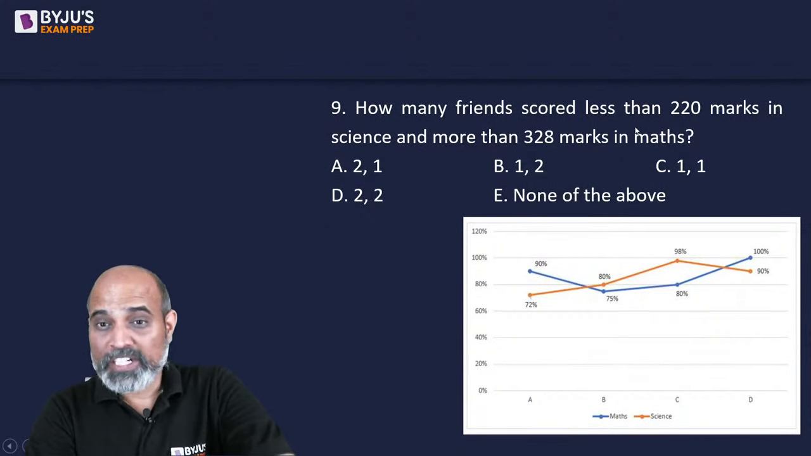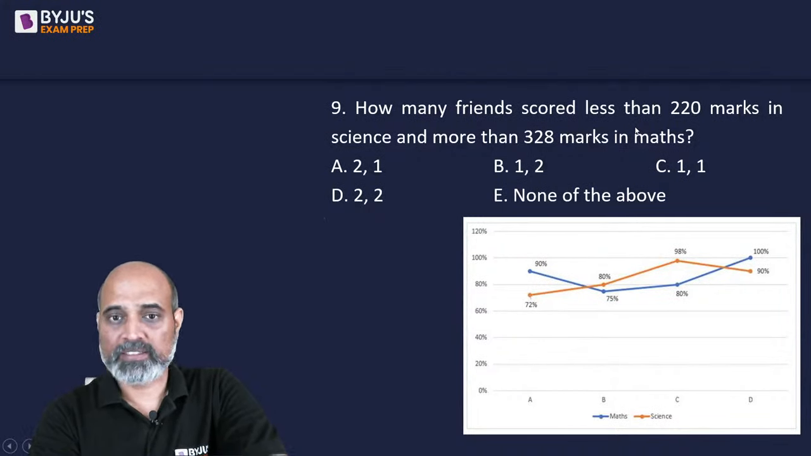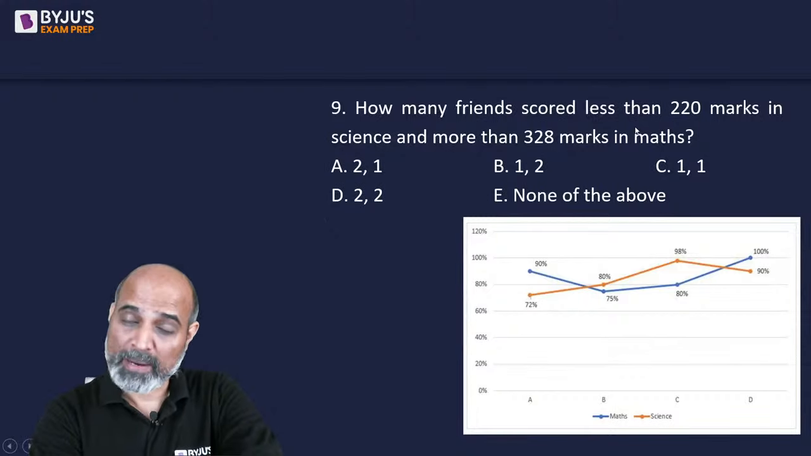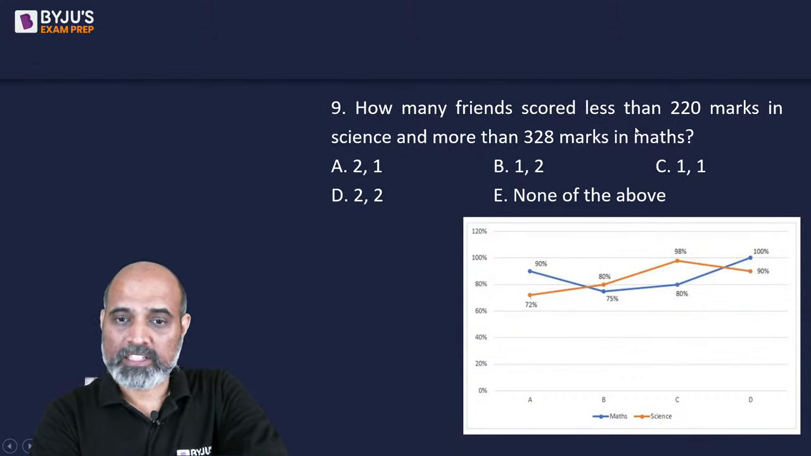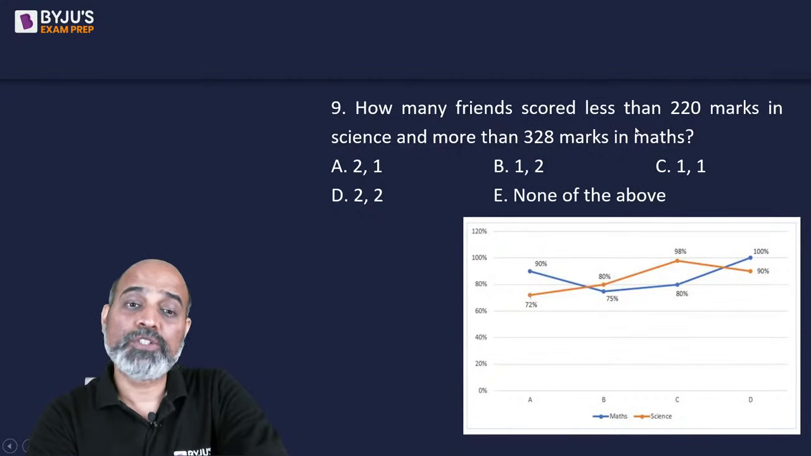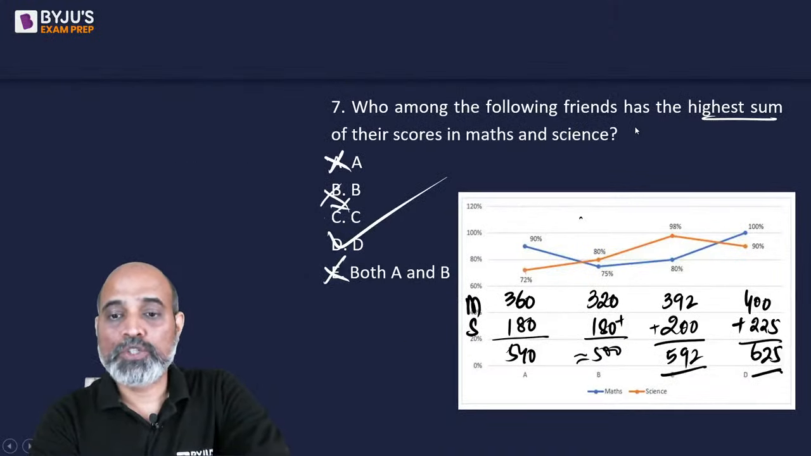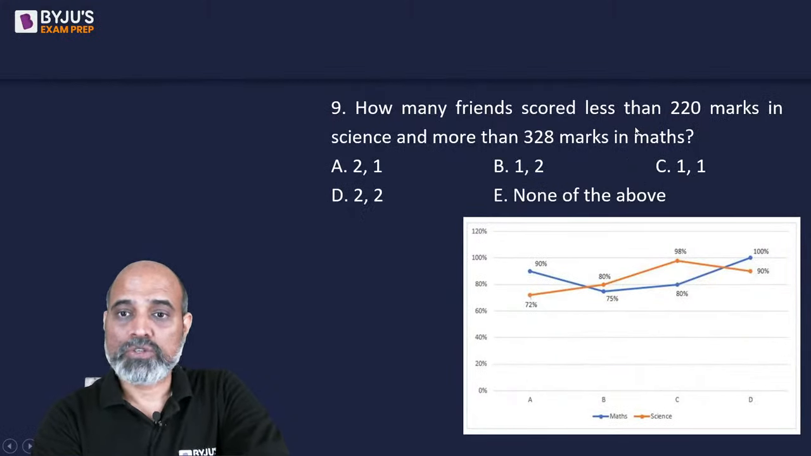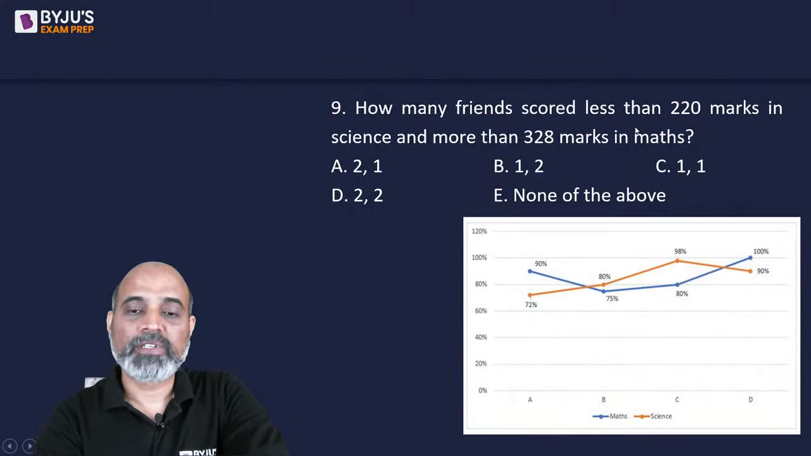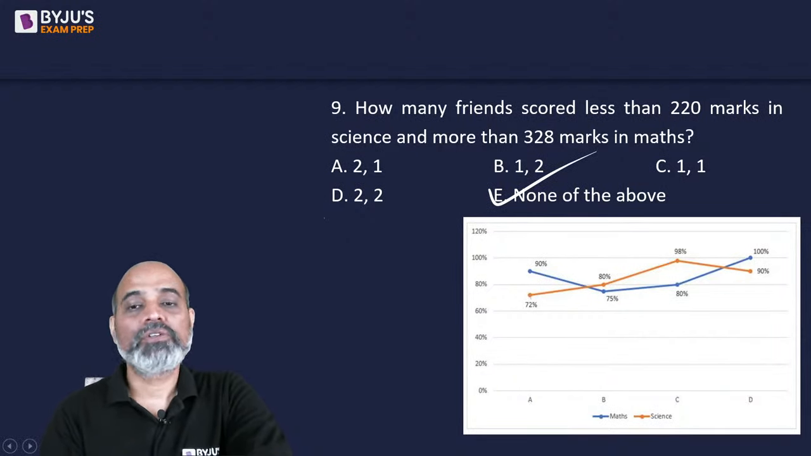Next, how many friends scored less than 220 marks in science and more than 328 marks in math? And it says, right, दोनों simultaneous होना चाहिए. अच्छा, we have a comma in the options, तो separate देख रहे हैं. Simultaneous नहीं, separate. So how many friends scored less than 220 marks in science? If you remember, in science less than 220, we have 3 students: 180, 180 plus, and 200. Right? दूसरा वाला 225 था. So less than 220 marks, we have 3 of them. Since none of the options have the first as 3, so none of the above हो जाएगा.